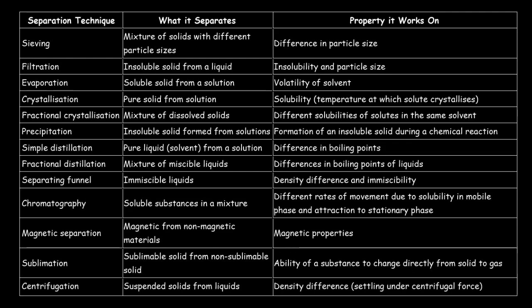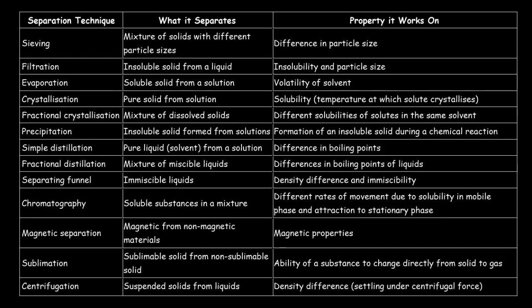The next we have evaporation. Evaporation is used to separate soluble solid from a solution. It works on volatility of the solution. Now we have crystallization, which is used for pure solid from solution. It works on solubility, and in bracket, temperature at which solute crystallizes.